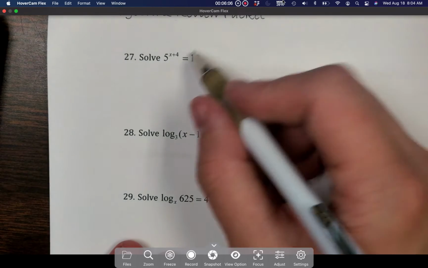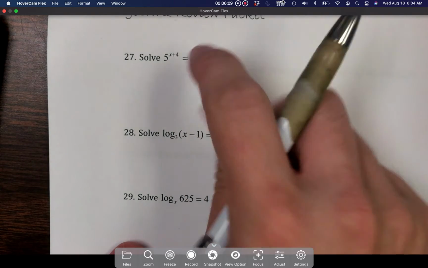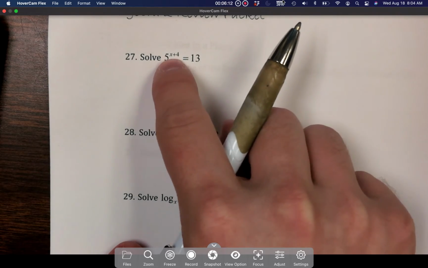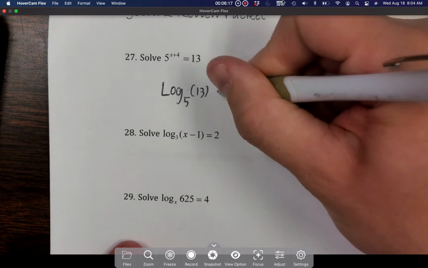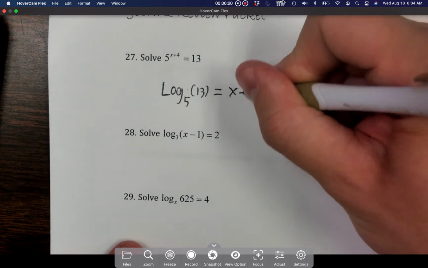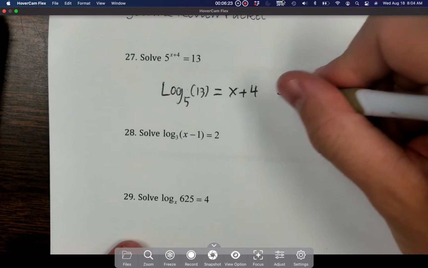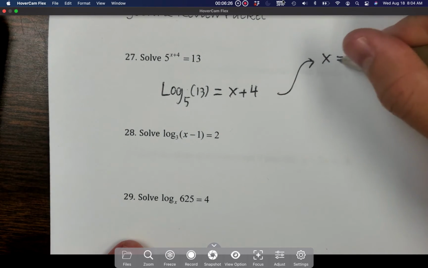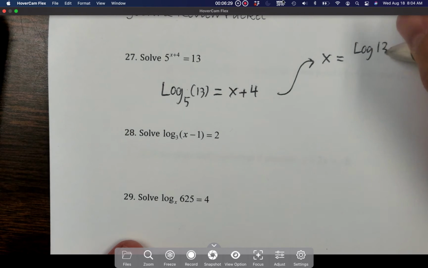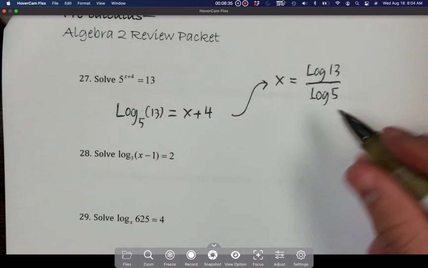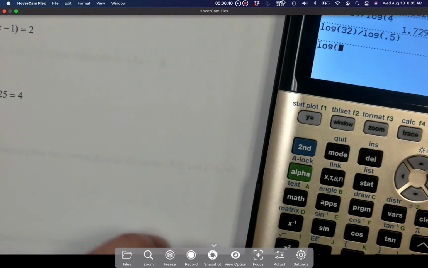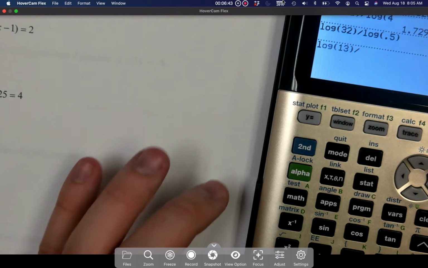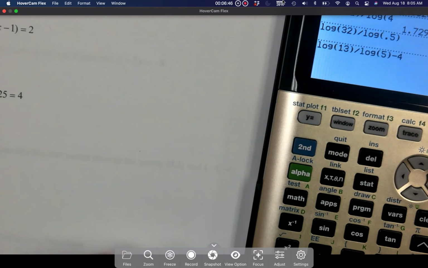One last exponential question. Now this one is a little bit different. There's one extra step, but ultimately I've got a base, an exponent, and an answer expression. So once again, I'm going to have a log with a base, an answer expression, and it's going to be equal to the exponent. Now this time the exponent had 2 pieces. Well, that's not too bad. We're still going to have to use that change of base rule. But now to get x by itself, I would have to subtract 4 afterwards. So that's what I'm going to type. Log of 13 divided by log of 5, and then minus 4.